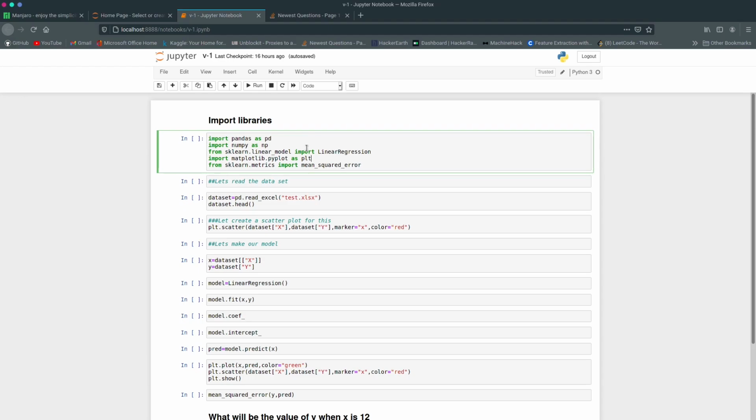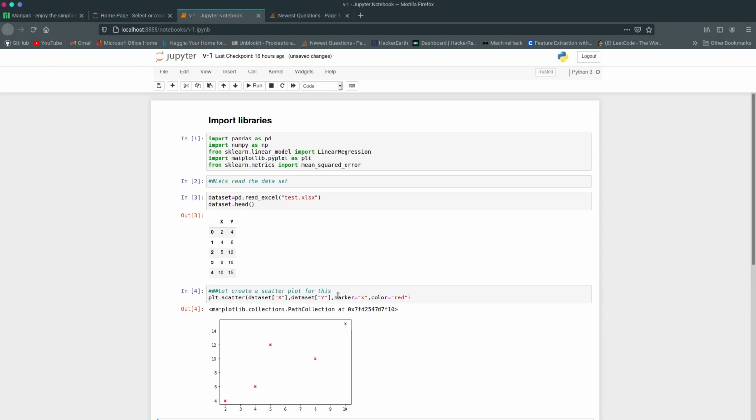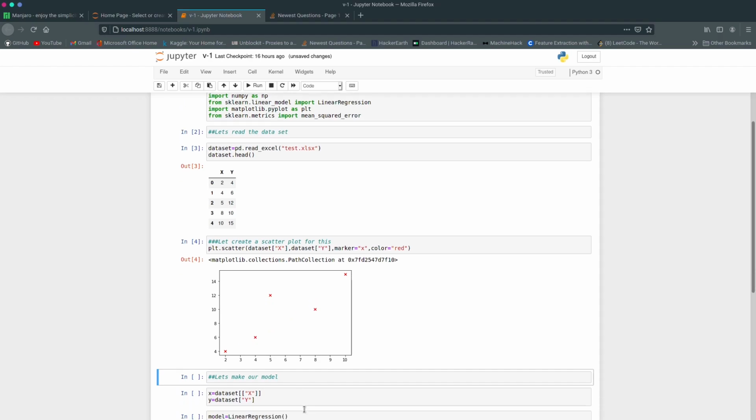Then from sklearn.metrics we'll see how the loss function is. You remember this was the loss function, mean squared error. Let's execute this. Now let's see our dataset. Pandas is usually used to read our dataset. As you can see, it's the same data that I used for explaining gradient descent. Now let's plot a scatter plot between these two variables. As you can see, this looks the same and it follows a linear trend, right? So let's fit a linear regression model for this.